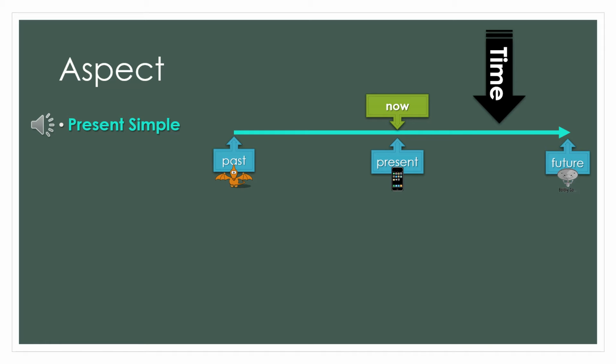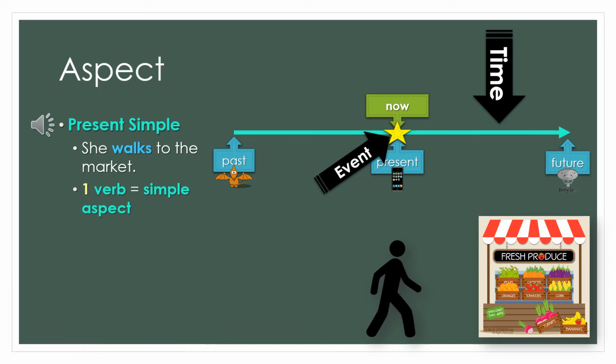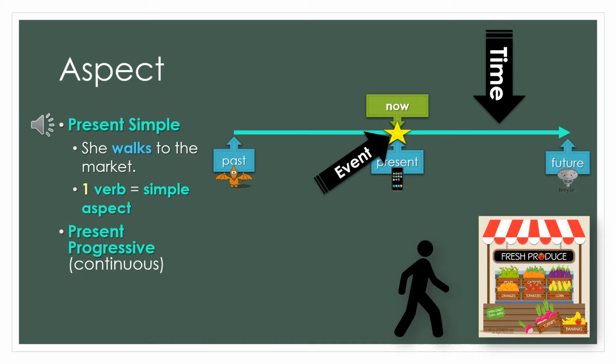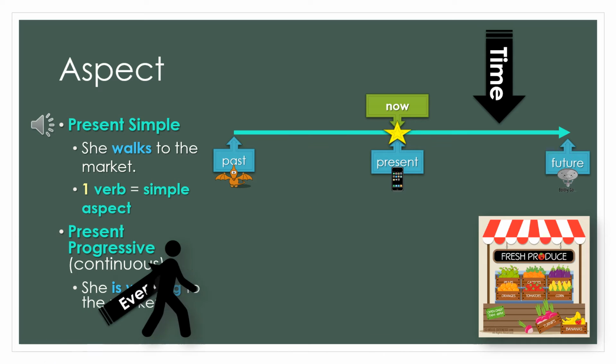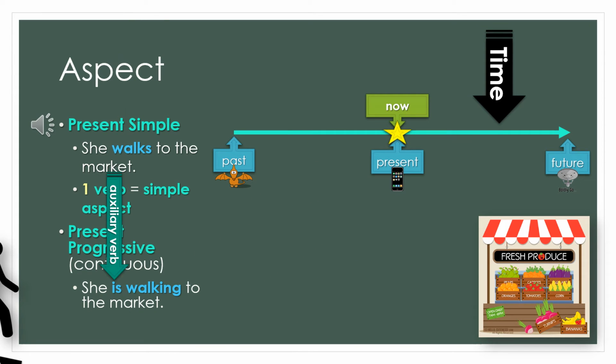Please notice that with the present simple, she walks to the market, there is only the base form of the verb. There is only one verb in present simple. Present progressive has two verbs, the auxiliary verb and the content verb. She is walking to the market.